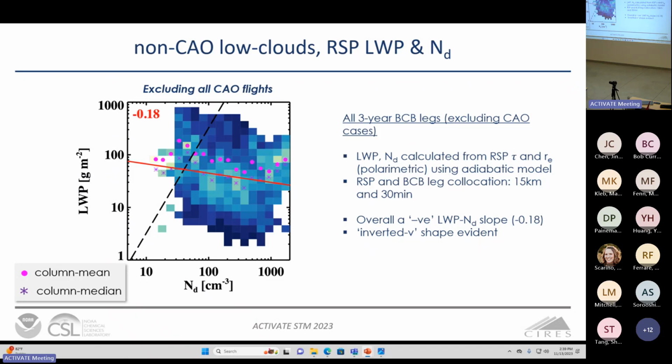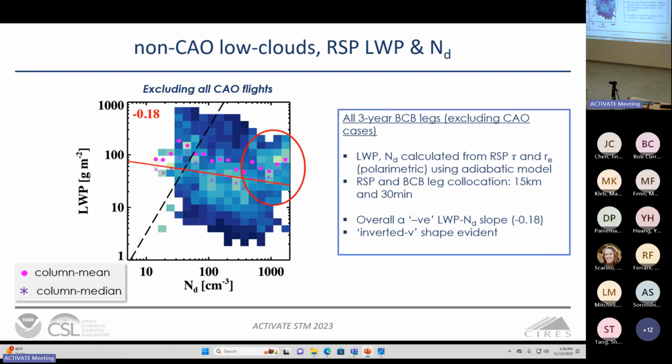So this is from non-cold air outbreak cases for all three years of data, RSP-derived liquid path and ND. If you just look at this histogram of liquid path and ND, and this is the column mean, column median, you see the inverted V to a point, and then even without cold air outbreaks, you still have this little tail of positive correlation. So I want to understand what's going on over there.